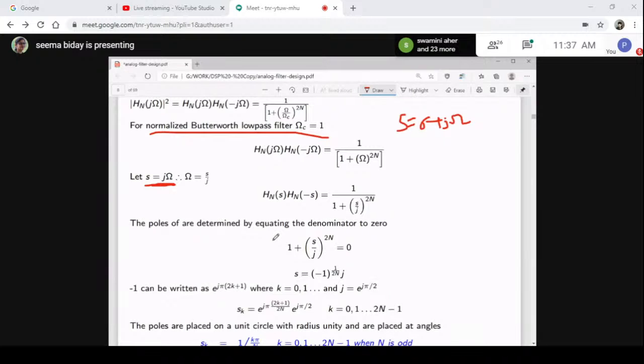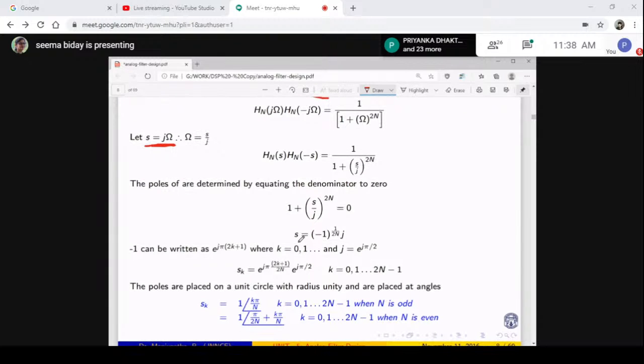So now the poles are determined by equating denominator to 0. That is the definition of pole. The function becomes infinity. And when the function will become infinity, if you equate this to 0. Do you agree with this? So you equate 1 plus S by j raised to 2n equal to 0, or S can be computed by minus 1 raised to 1 by 2n j.